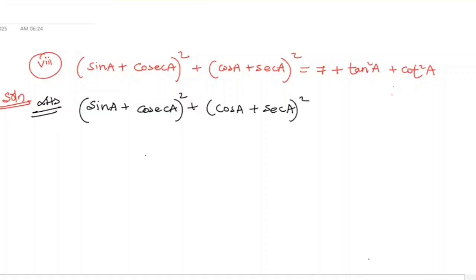So next step what we can do, we can break it using the (a plus b) whole square formula. So we'll get sin square A plus cosec square A plus 2 sin A cosec A.